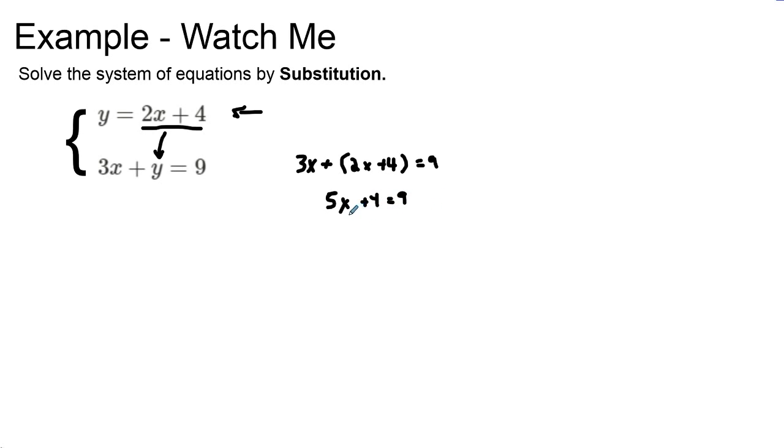So now I have a basic two-step equation. I'm going to go ahead and solve by subtracting 4 from both sides, so minus 4, and I get 5x equals 5. I'm going to divide by 5 on both sides, and when I do, I get x is equal to 1.